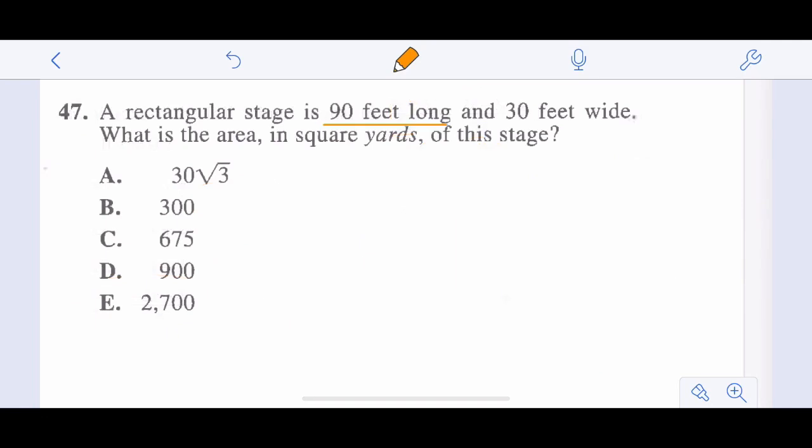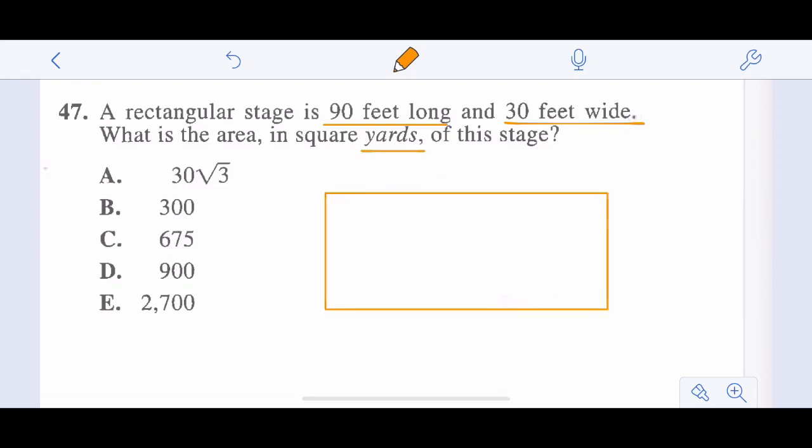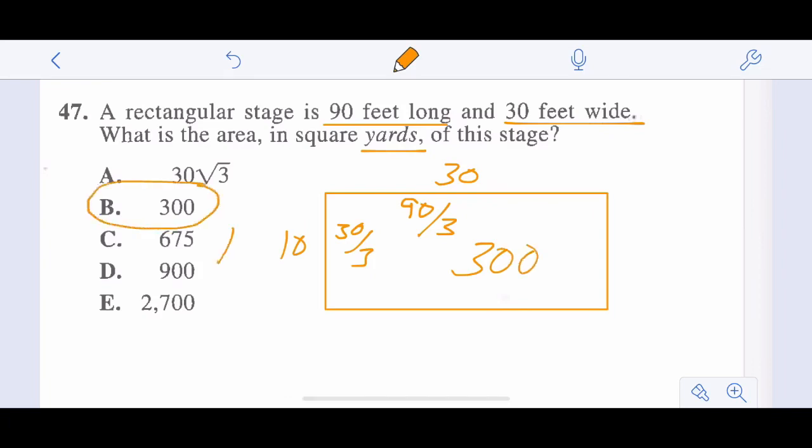90 feet long and 30 feet wide. So let's make us a stage, 90 feet long, 30 feet wide. What is the area in square yards? We want yards, not feet. So there are 3 feet in a yard, so 90 divided by 3, which means there's 30 yards. And 30 divided by 3 is 10. And then 30 times 10, because that's how you get area, length times width, is 300 square yards, or choice B.